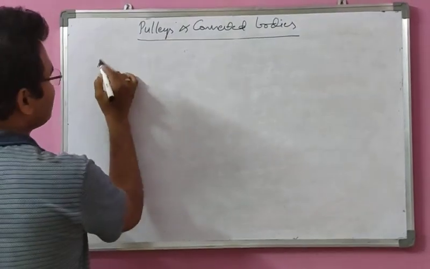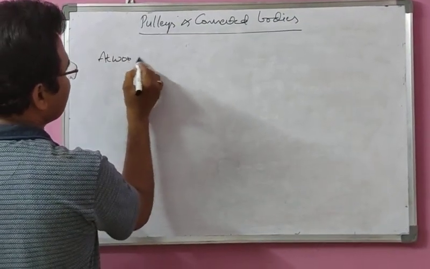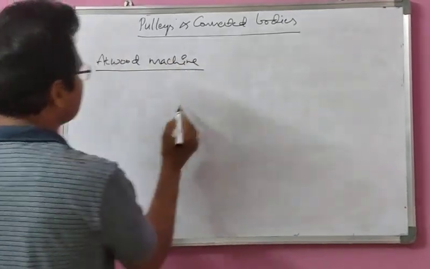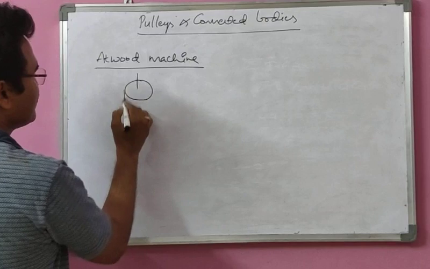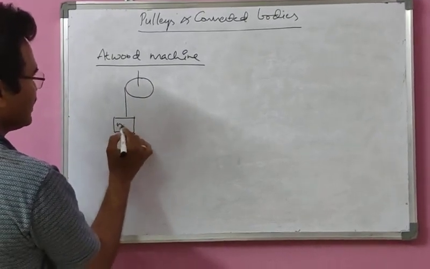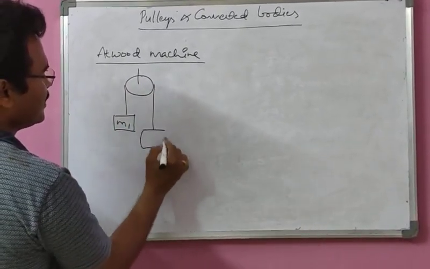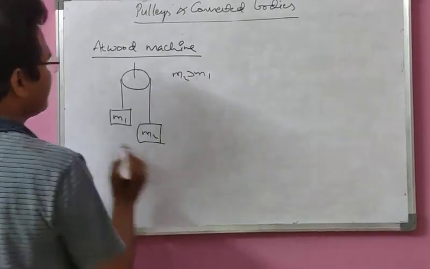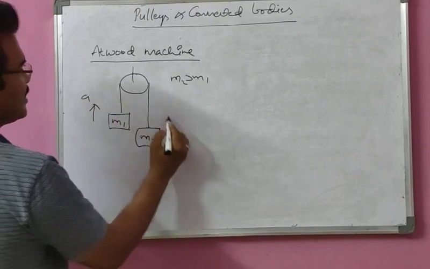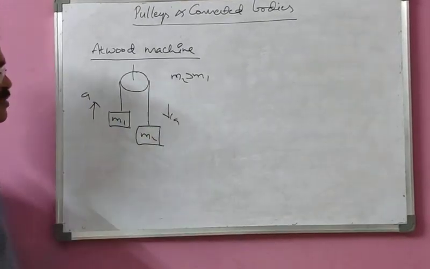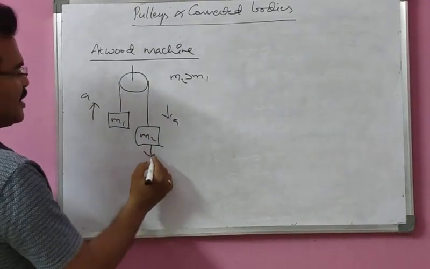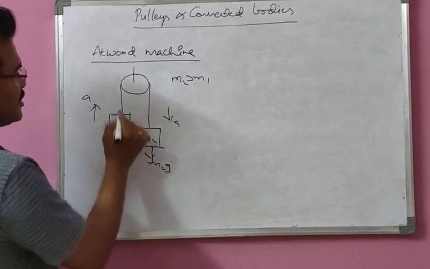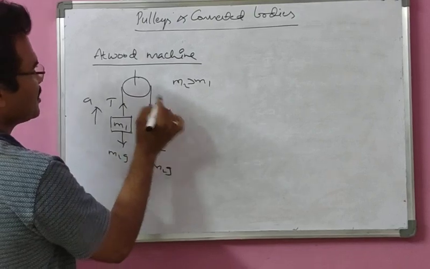First one, this is called an Atwood machine. So a single pulley is there, which is a fixed one. This is mass M1 and this is mass M2. And in this case, what happens here? Let us consider M2 greater than M1. So this block goes up with acceleration a, and this block goes down with acceleration a. The weight acts downward, M2g, and here the weight acts downward, M1g. The tension acts upward, tension acts upward.